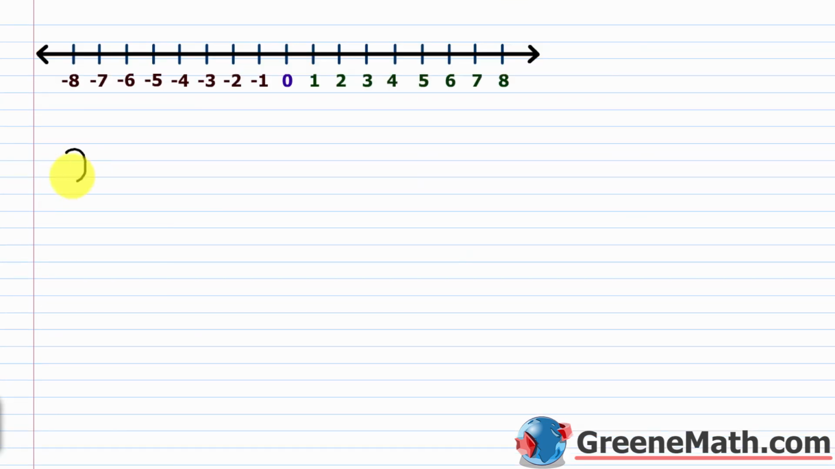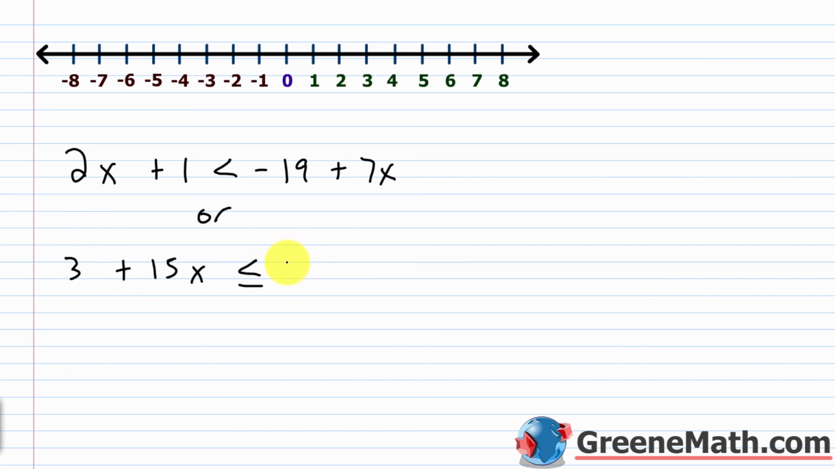All right, so we have that 2x plus 1 is less than negative 19 plus 7x, or we have the other scenario, 3 plus 15x is less than or equal to 10x plus 18. So for this one, we found that the solution was x is greater than 4. So in interval notation, we would put a parenthesis at 4, and then anything out forever and ever, so we put infinity here. And then graphically, at 4, I'd put a parenthesis facing to the right, and I'd shade all of this.